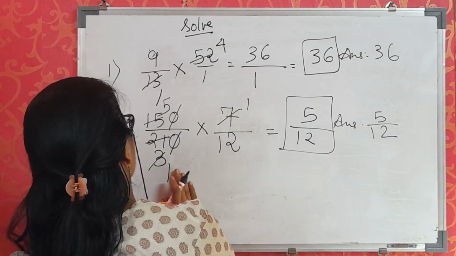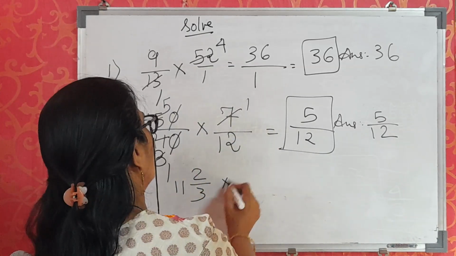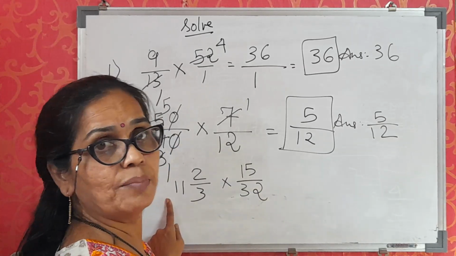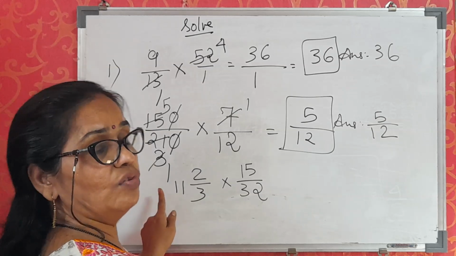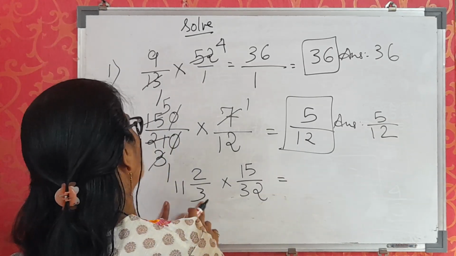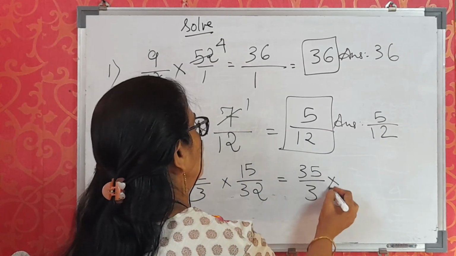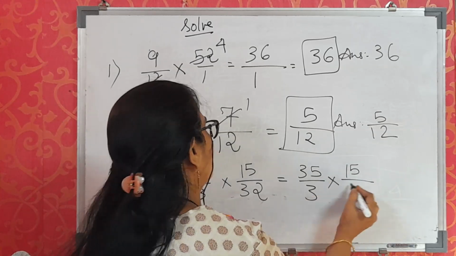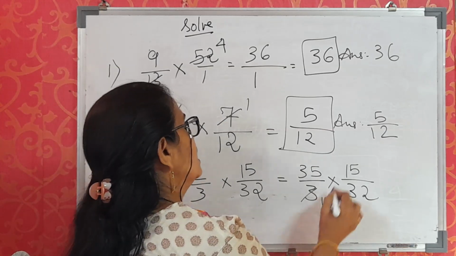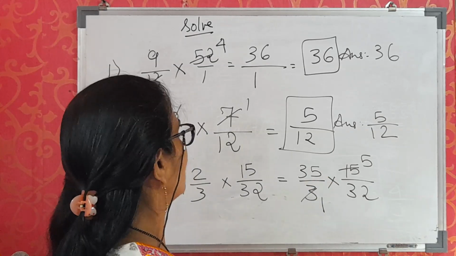Now third, 11 integer 2 upon 3 multiplied by 15 upon 32. Now here a mixed number is there. So in that case, you will bring this into an improper fraction. So first of all, 11 threes are 33 plus 2, 35 upon 3 multiplied by, this will be as it is, 15 upon 32. What can you cancel? 3 ones are 3, 3 fives are 15. Now there is no further cancellation.